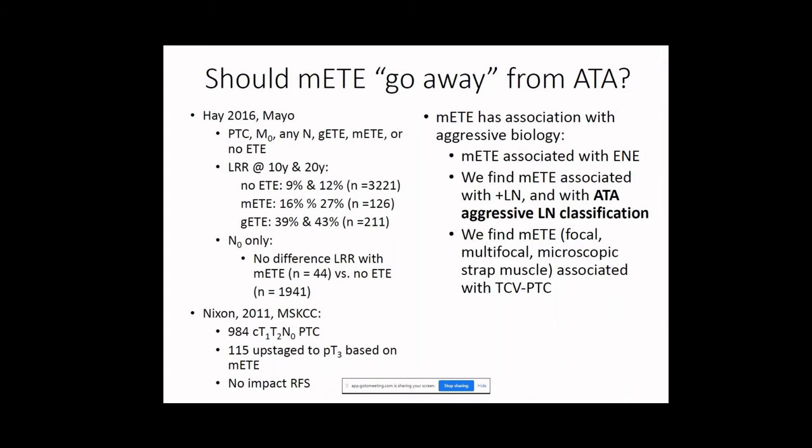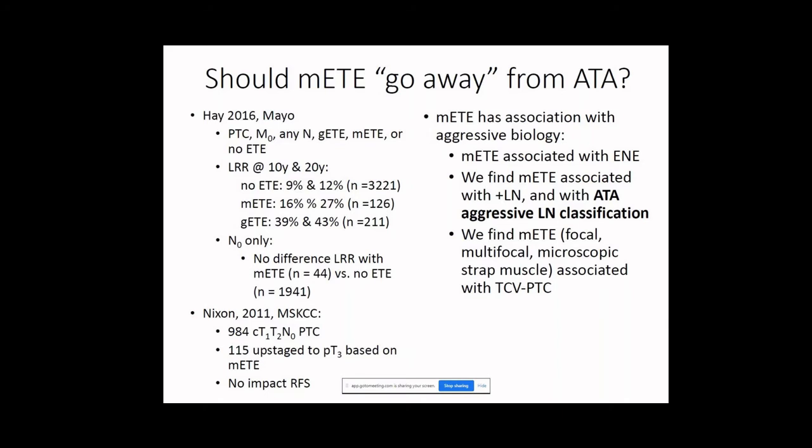But in terms of the cons for keeping microscopic ETE, there are significant associations with more aggressive features, although it may not hold up in multivariate analysis. As a single variable, it has its impact. As you heard before, microscopic ETE is associated with extranodal extension. In the group that we're studying now, we haven't published this yet, we find microscopic ETE associated with positive lymph nodes. Now you could say, what's the big deal?